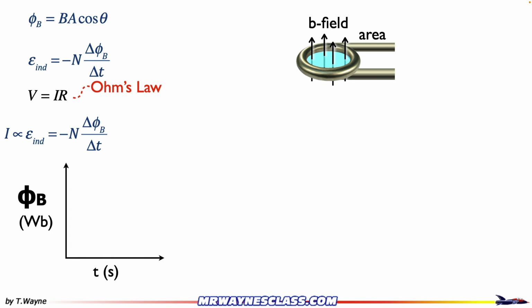So if I think of this in terms of a graph, I can have the flux on the vertical axis measured in Webers, and the time along the bottom, the horizontal axis, measured in seconds. And so I get some kind of linear graph. Now let's look at this graph a little bit closer.